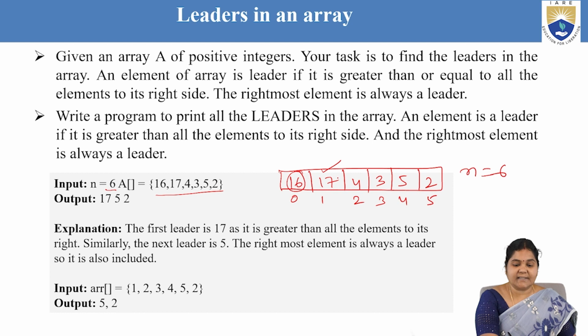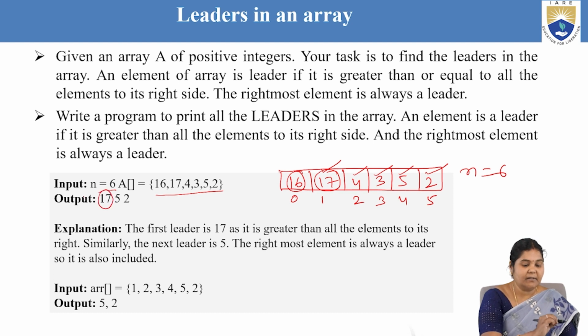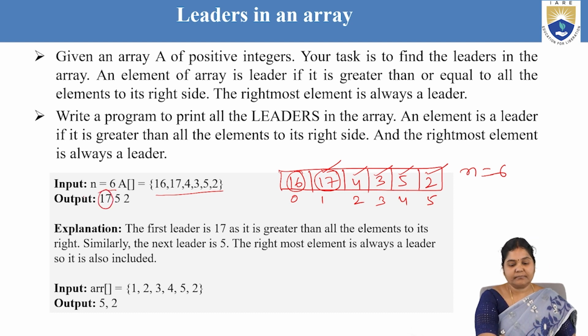Now, consider the next element, which is 17. Compare the element 17 with the elements on its right. We compare with 4; 4 is smaller than 17. We compare with 3; 3 is smaller than 17. 5 and 2: if we compare all the right side elements, all are smaller than 17. So, 17 will be a leader. Here 17 will be the leader, and we have to write it in the output.